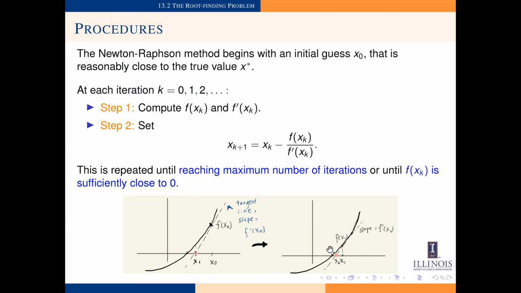In the next iteration, we repeat the same thing. For x1, we calculate f(x1) as well as f prime of x1. We find where the tangent line intersects with the x-axis, and the intersection point is our next guess, which is x2. And as you can see, this gets closer and closer to the solution over here.